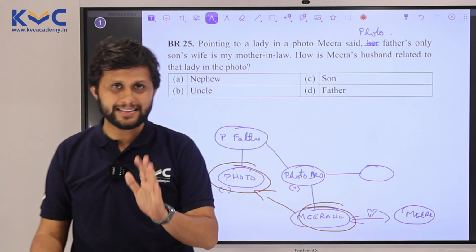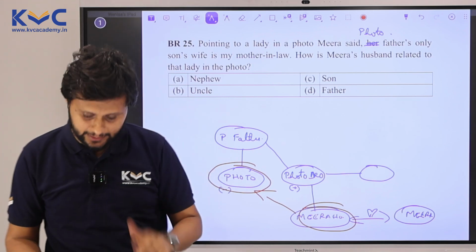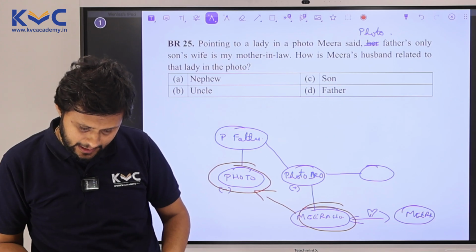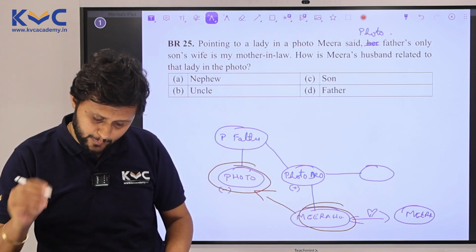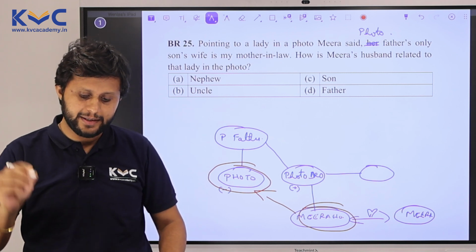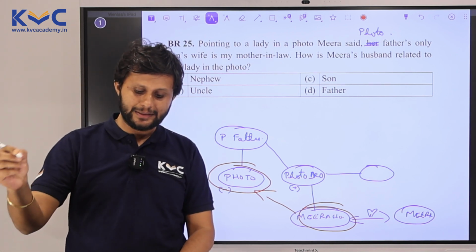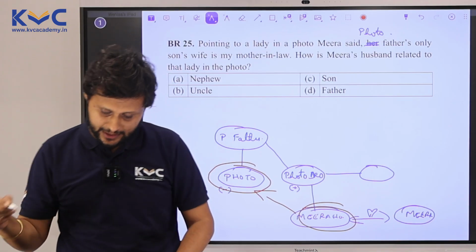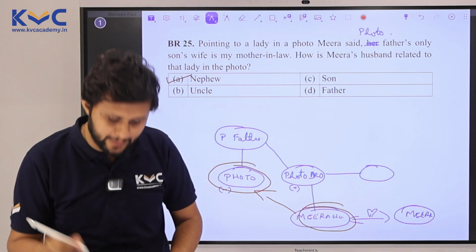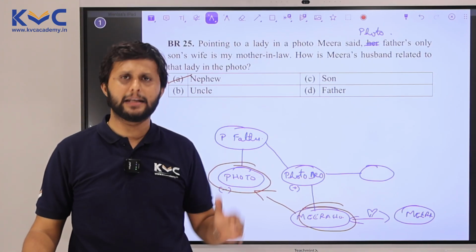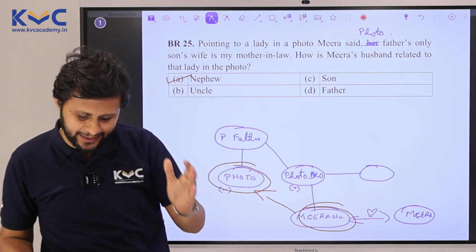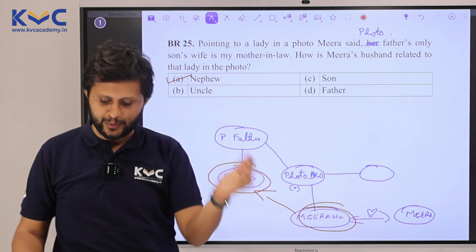So we are talking about sibling of father. Sibling of father is uncle, definitely. But from whose point of view are we seeing? How is Meera's husband related to that lady in the photo? So it is downwards. We are talking about nephew. Option A is the right answer, since we are seeing the relation from the point of view of the lady. From lady, if you see, it is downwards.